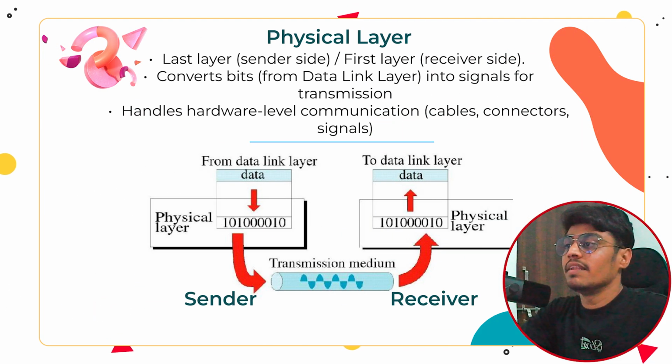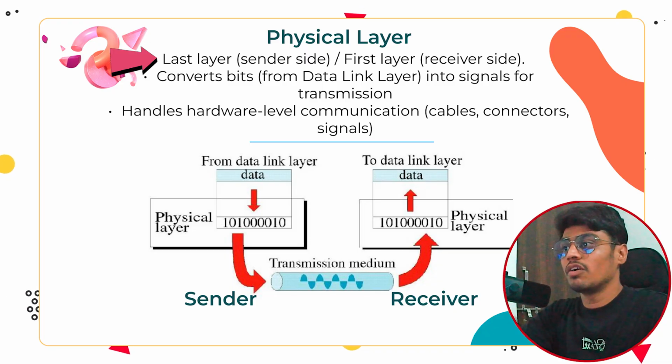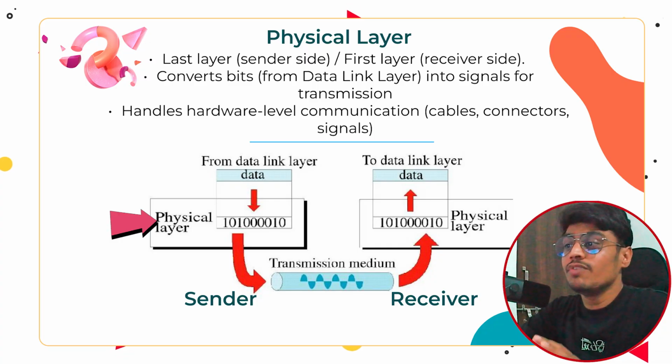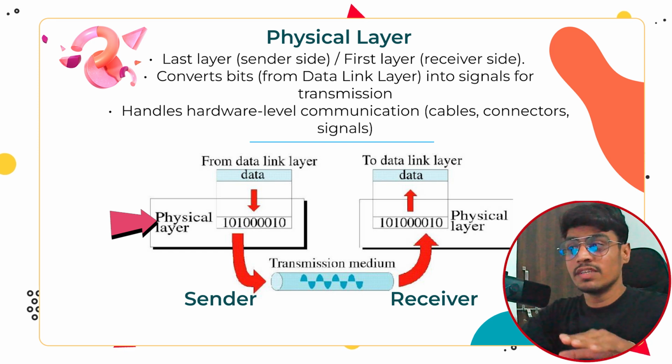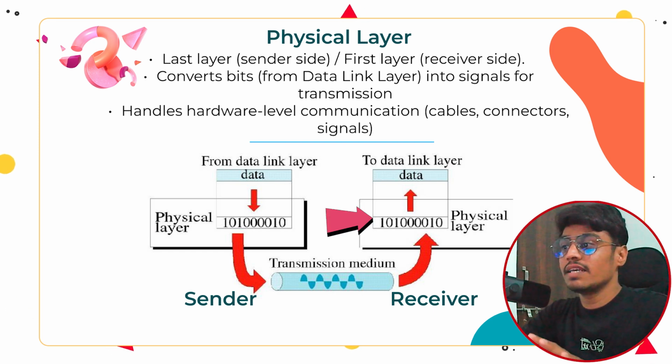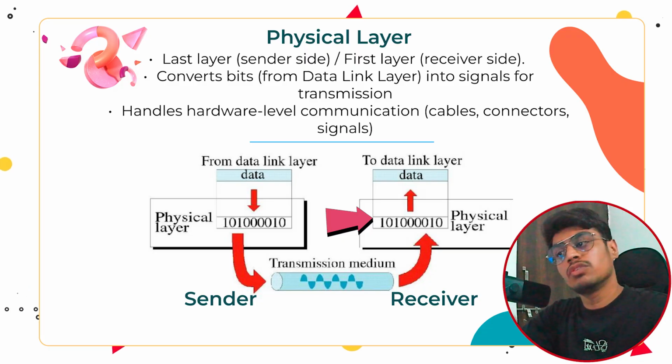Starting with the physical layer. According to the OSI model, the physical layer is the very last layer, or we can also say it is the very first layer from the bottom. We can understand it this way: on the sender side, the last layer which will add its functionality is the physical layer, and on the receiver side the first layer which will use its functionality is also the physical layer.